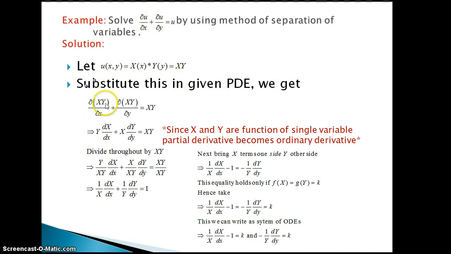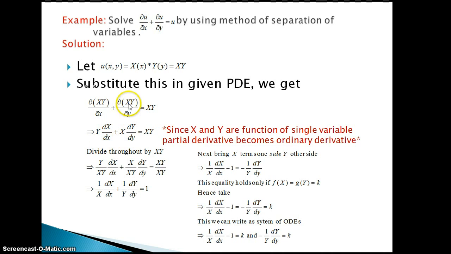Then we'll get ∂/∂x of (X·Y) plus ∂/∂y of (X·Y) is equal to the right-hand side, u, which is xy. So we get this step. Here you observe that in the first term, it is a partial derivative with respect to x. So y is just like a constant, so you can take it outside the derivative. Therefore the first term becomes y into the remaining ∂/∂x of capital X, but capital X is a function of only small x. Hence we can replace this partial derivative by just an ordinary derivative, so that you can write it as dX/dx.